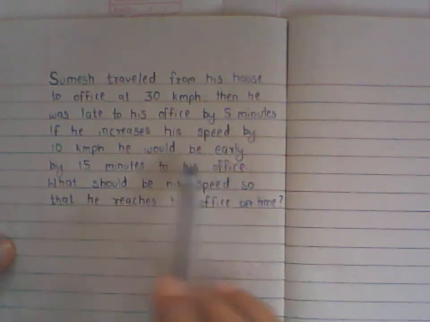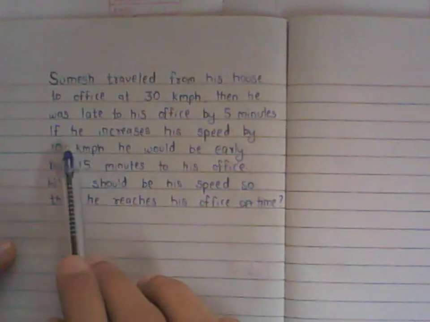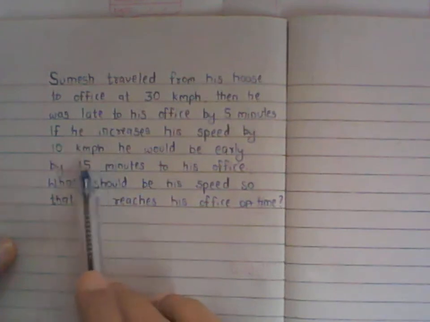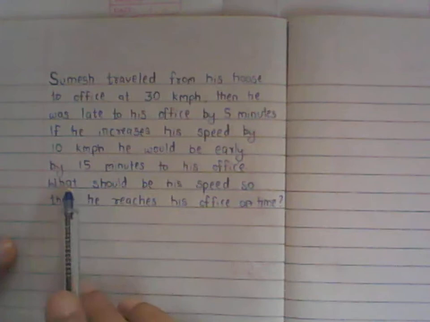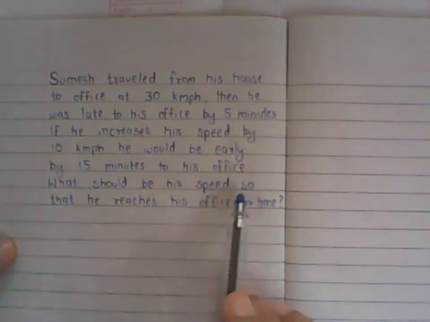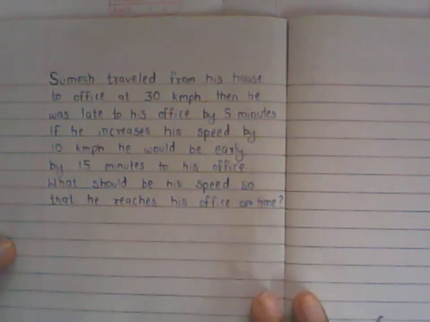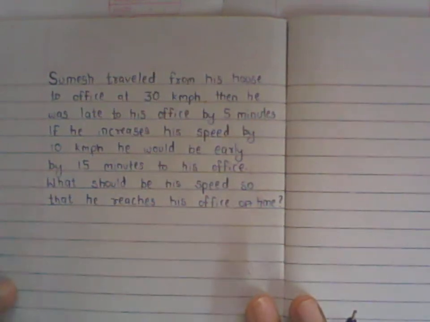So he is increasing 30 by 10, so he's going by the speed of 40 kilometers per hour, then he'll be early by 15 minutes compared to the usual time. So we are asked to find what should be his speed so that he reaches his office on time. So what should be his usual speed to get on time?